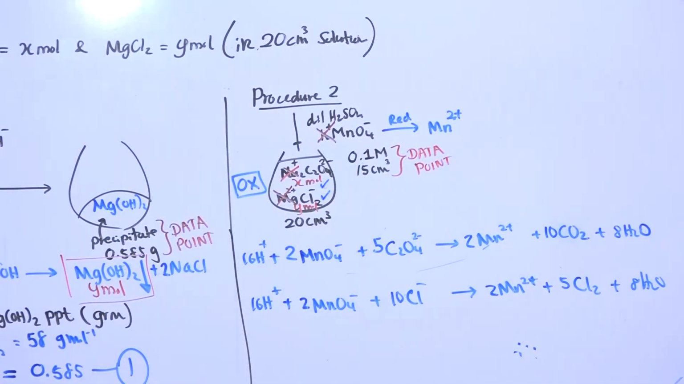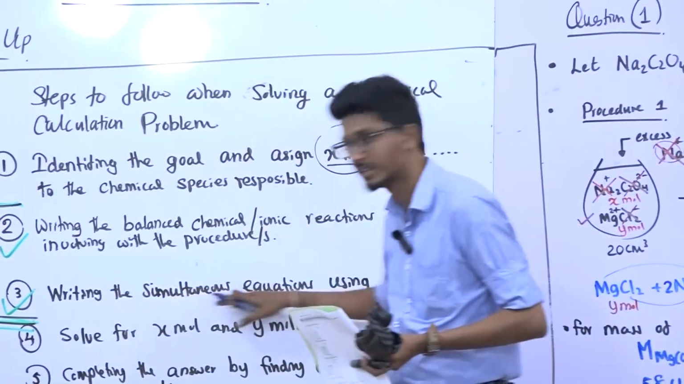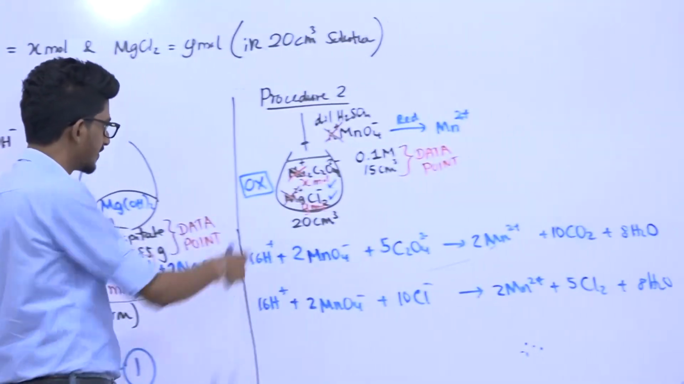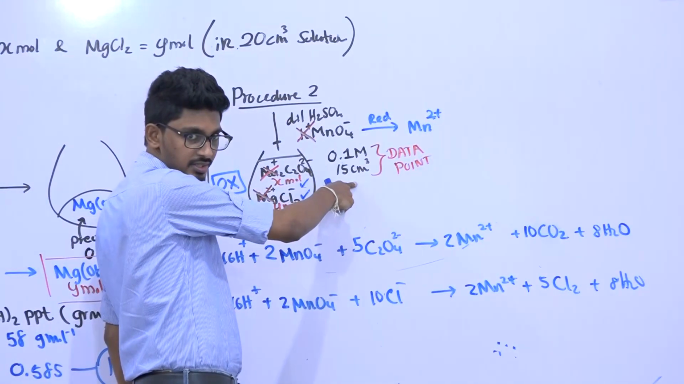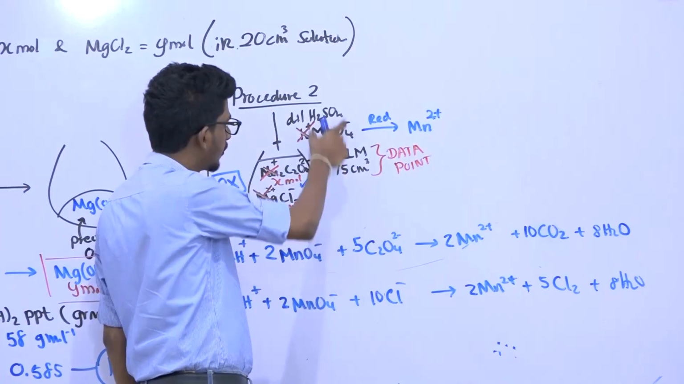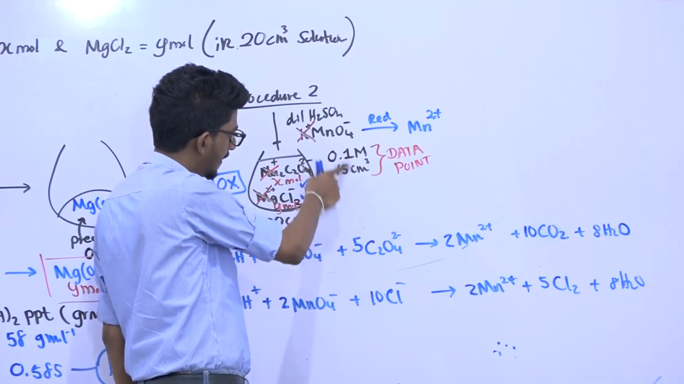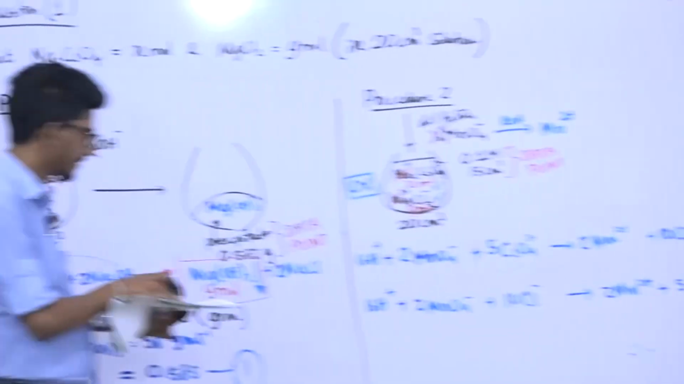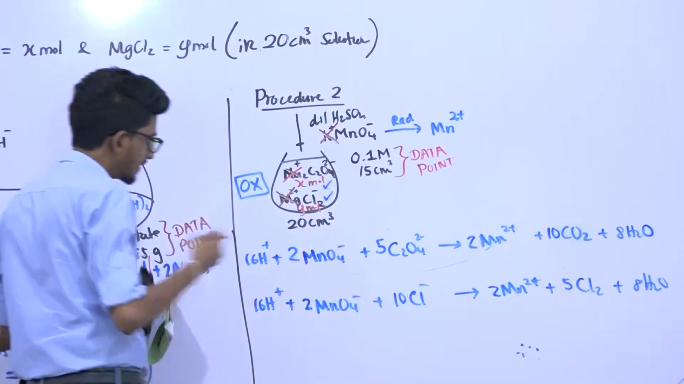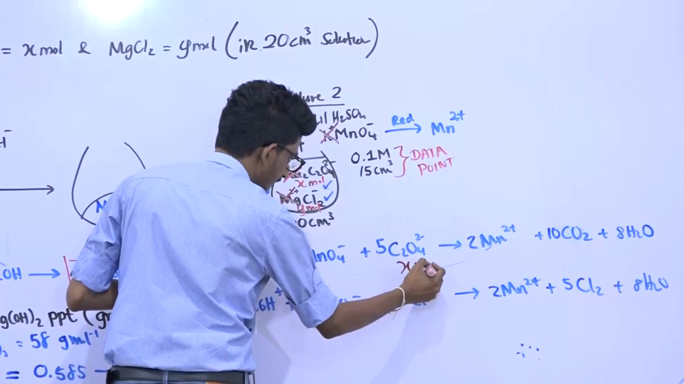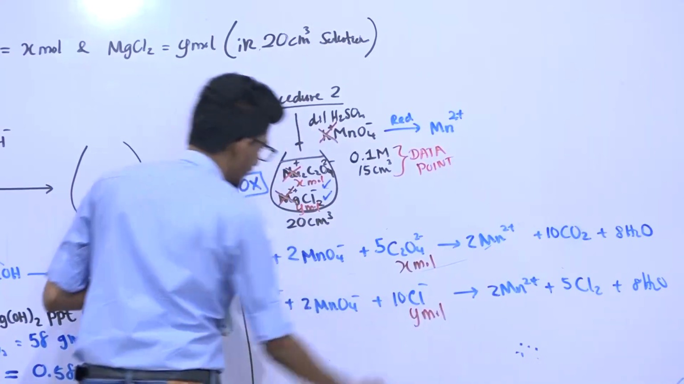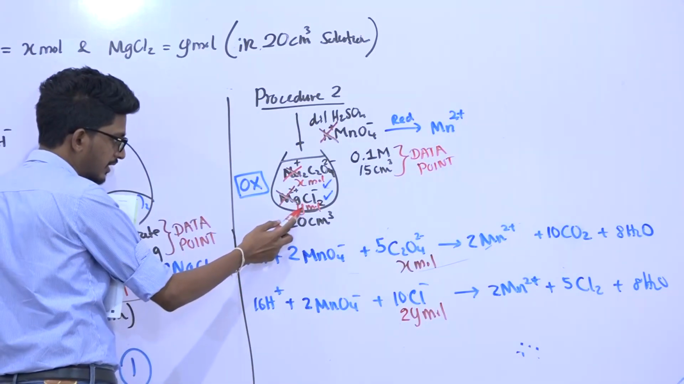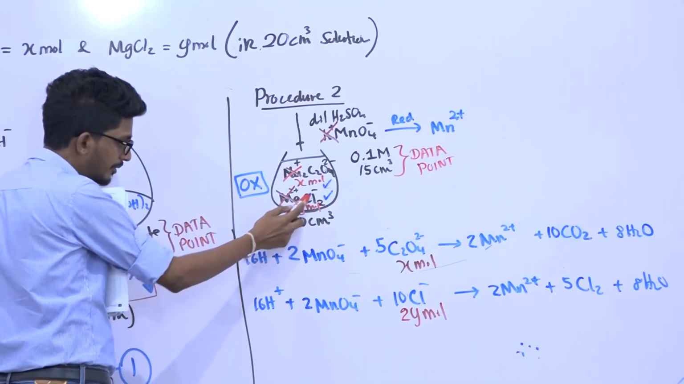After the chemical equations, we have to come up with the simultaneous equations, so that we bring the x and y towards the data point. That is MnO4 minus. This data point is with the MnO4 minus, so you have to bring the x and y towards the data point MnO4 minus. The x is here, y is here. This is 2y. So y moles of magnesium chloride means 2y moles of Cl minus.